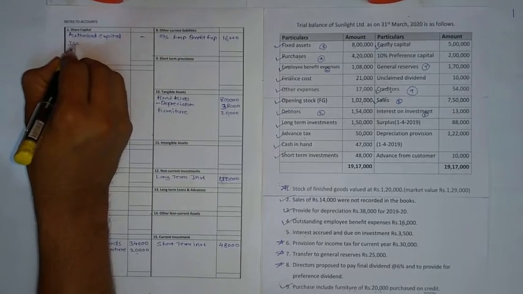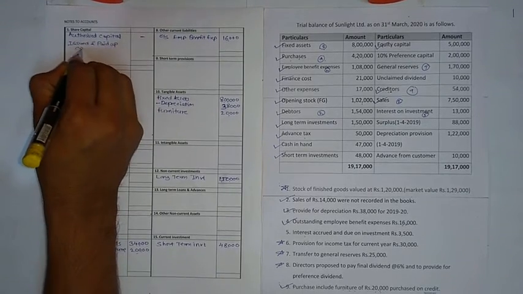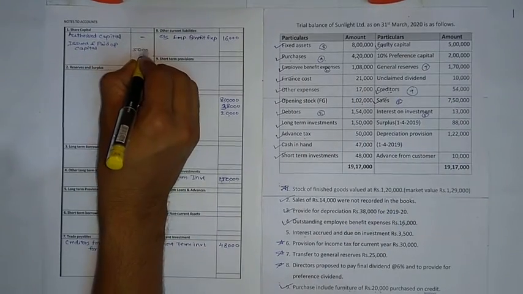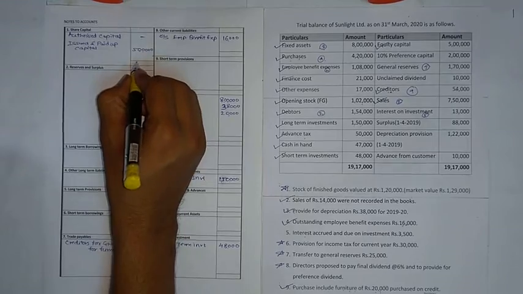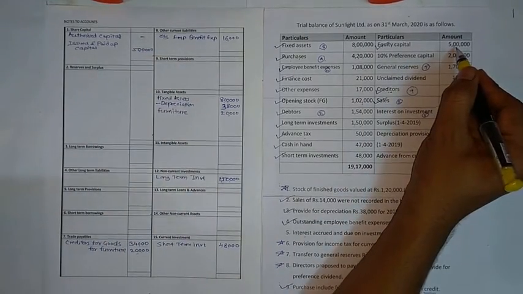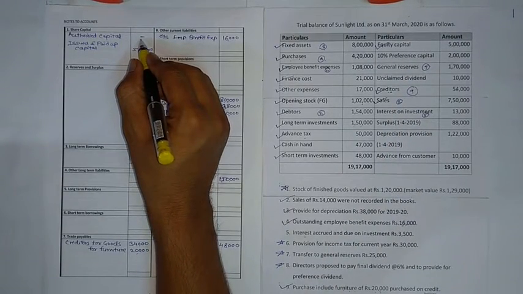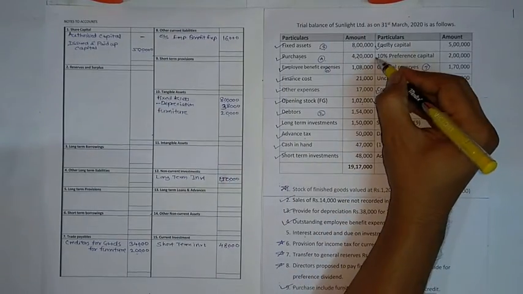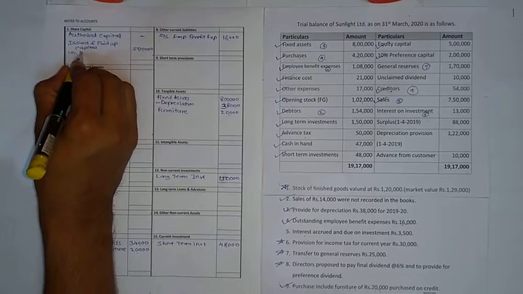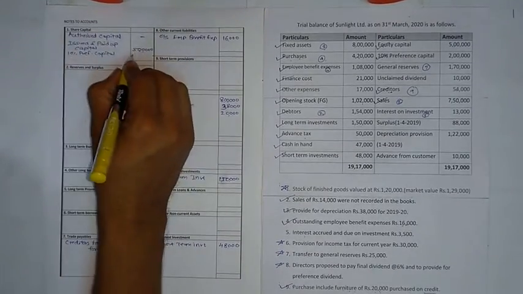And this is issued and paid up capital, which is given in trial balance 5 lakh. While taking total and balance sheet transfer, only trial balance amount is considered. Whatever amount may be written in authorized capital, it will not be considered for taking total. Next is 10% preference capital. It is also given 2 lakh.